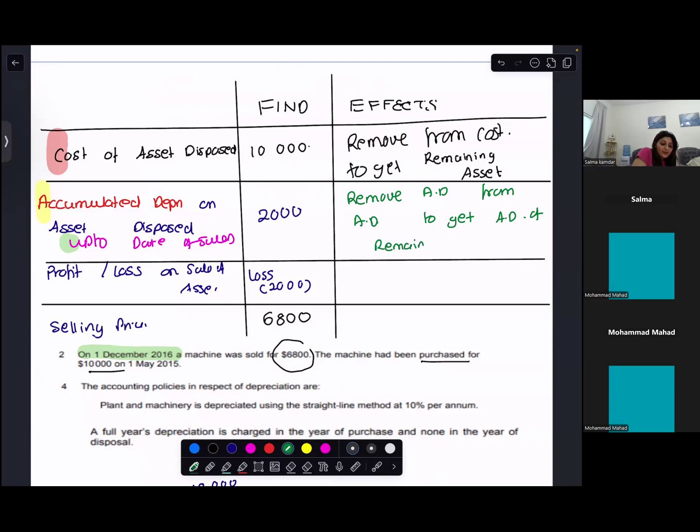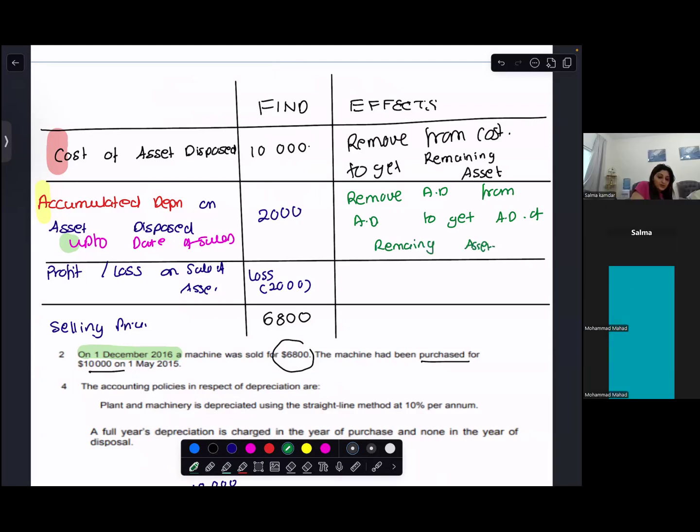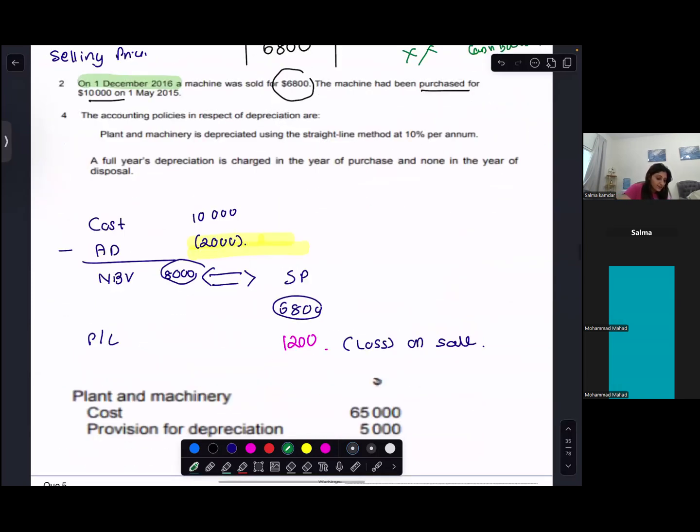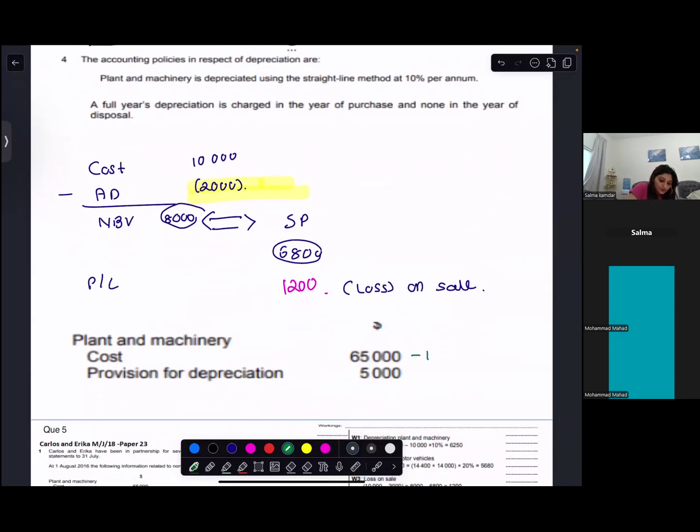Now you only want your remaining assets. Profit or loss will either be other income or other expenses. And selling price would be recorded only if you make a cash book. Are you with me? So from the cost, I'm going to remove the cost. The cost of the asset disposed is 10,000. So my remaining assets is 65,000. Sorry, 55,000.